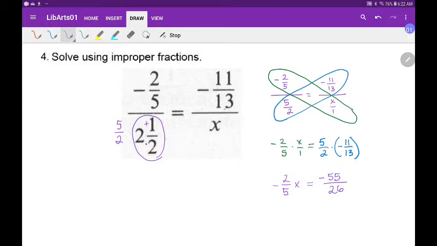Oh, I didn't check to see if anything would cancel, but nothing does. 2 and 11 don't cancel. 5 and 13 don't cancel.